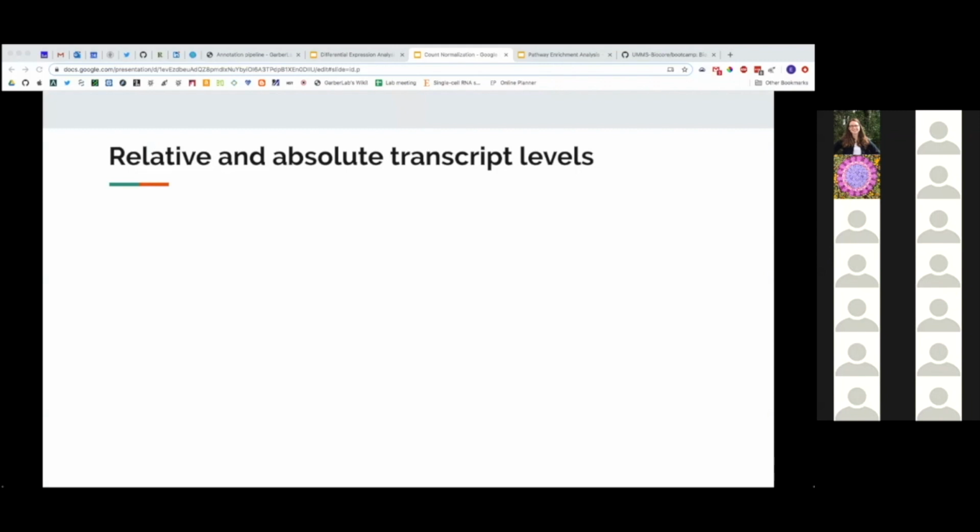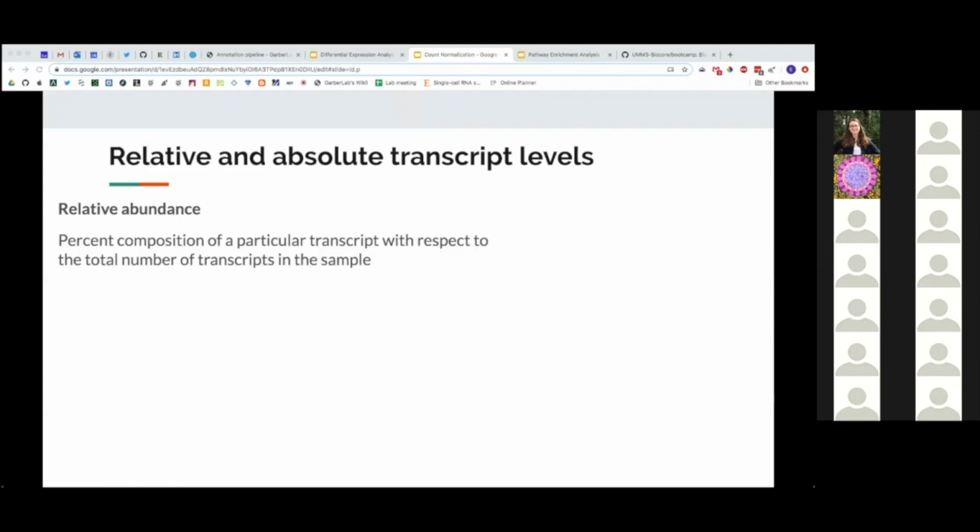All right, let me start. Because I noticed that it generated some confusion when I was talking about quantification, I wanted to review a little bit the concept of relative and absolute transcript levels. So when we talk about relative abundance of a specific transcript, what do we mean? We mean the percent composition of that particular transcript with respect to the total number of transcripts that are present in your sample to begin with.